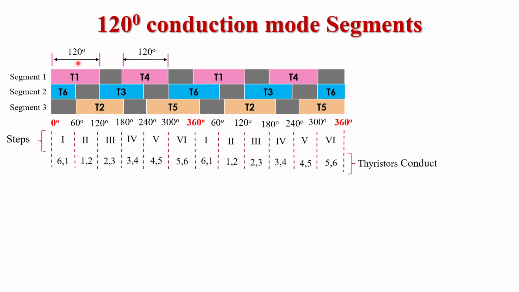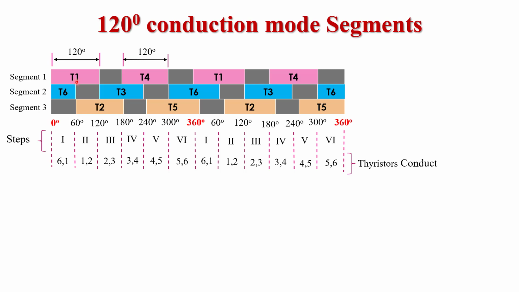So let us assume one SCR, thyristor T1, starts conducting from omega T equals 0 degree. So it will conduct for 120 degrees. Now if thyristor T4 starts conducting from 180 degrees, it also conducts for 120 degrees. It means it conducts from 180 degrees to 300 degrees. So the conduction of each SCR is 120 degrees in 120 degree conduction mode.